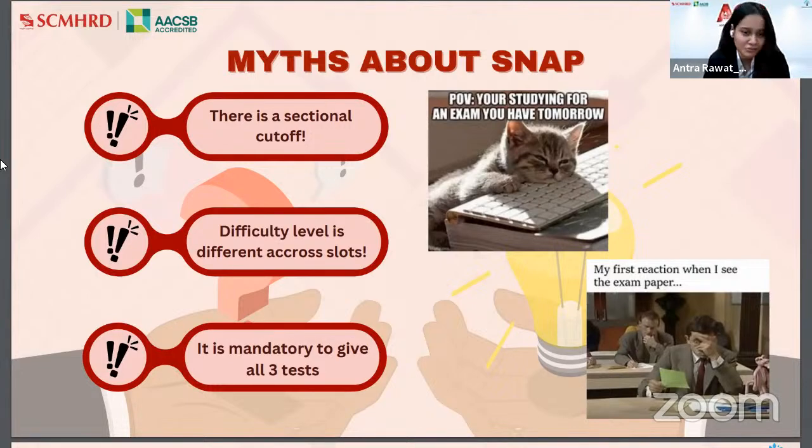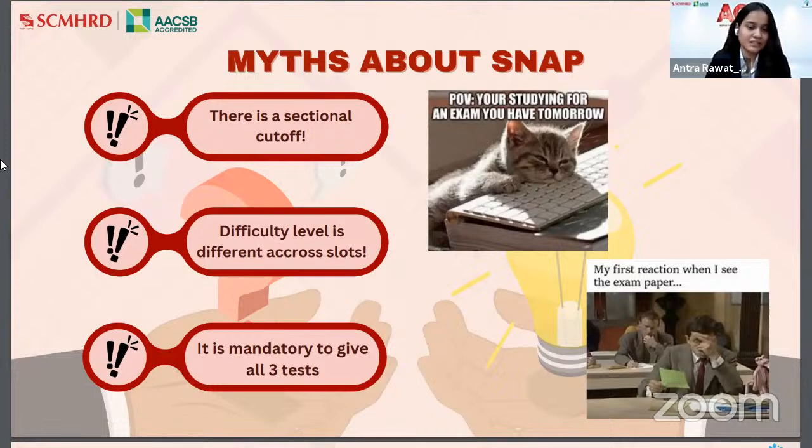Apart from that, the difficulty level differs across slots. A question that comes to our mind is that SNAP gives 3 attempts, so maybe the difficulty level across these slots would be different. From my experience, in one exam there may be a difficult quantitative ability section, but in another exam the difficult section would be logical reasoning. So overall, the difficulty of the exam is maintained throughout all the sections.